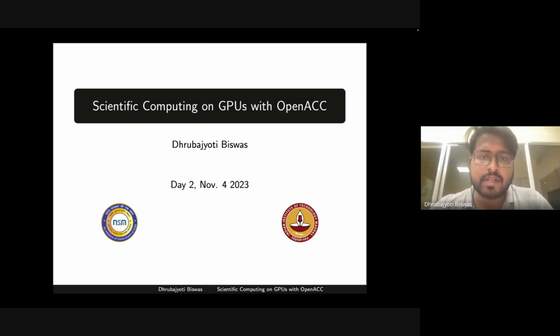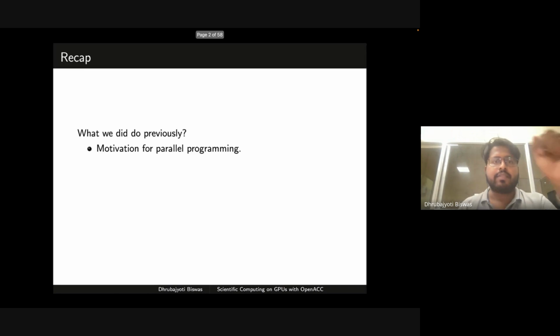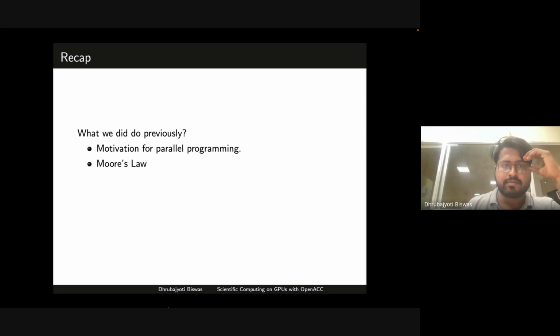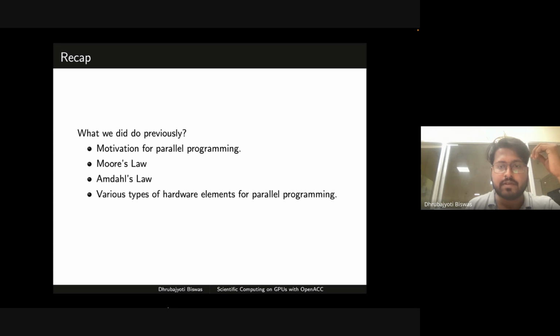Okay. So welcome to the second day of this course. Yesterday we had discussed the motivation for parallel programming and why it is needed. Then we discussed Moore's law and how it helps us in the quest for parallel programming. We also talked about Amdahl's law, which shows us that increasing the number of cores without any other thought does not actually make sense, and there is a limit to the speedup we can achieve. That's what Amdahl's law tells us. And also, we looked at the various types of hardware elements for parallel programming.